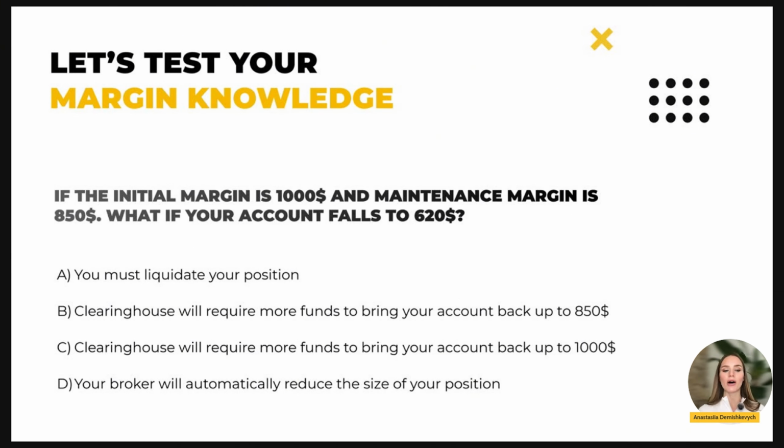Let's now test your knowledge about the margin requirements. The question is as follows. If the initial margin is $1,000 and maintenance margin is $850, what happens if your account falls to $620? A. You must liquidate your position. B. Clearinghouse will require more funds to bring your account back up to $850. C. Clearinghouse will require more funds to bring your account back up to $1,000. And D. Your broker will automatically reduce the size of your position. Now put the video on pause and think about this well. Once you're done, come back and let's see if you got that right.